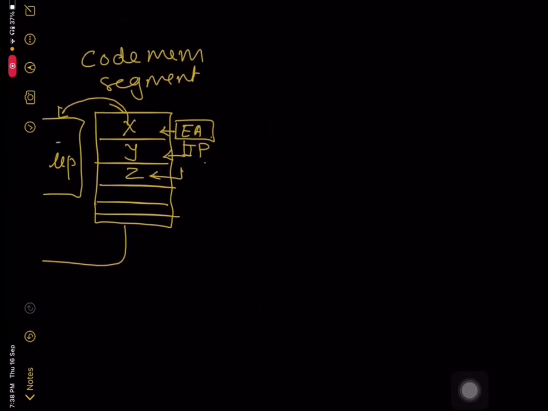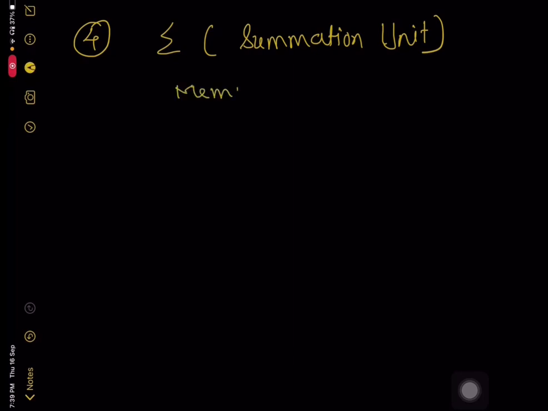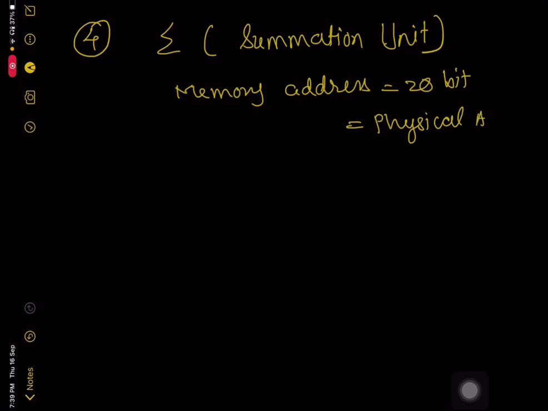The next part is the fourth part, which is the summation unit. Now the summation unit, or the sigma unit, is the unit which generates the physical address of the microprocessor. Now in microprocessor, we know that memory address is of 20 bits, and this 20-bit address is called the physical address. The 20-bit address corresponding to any memory location is known as physical address.